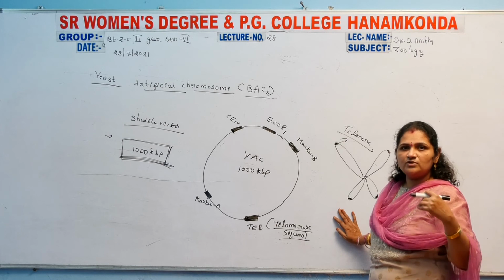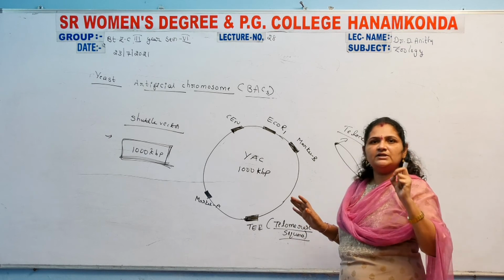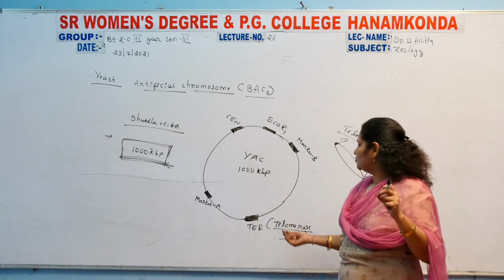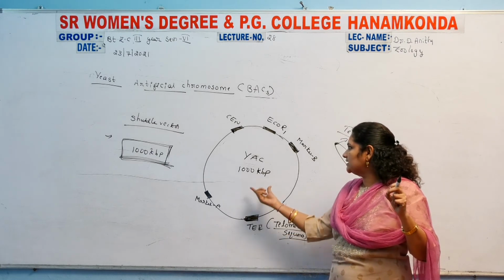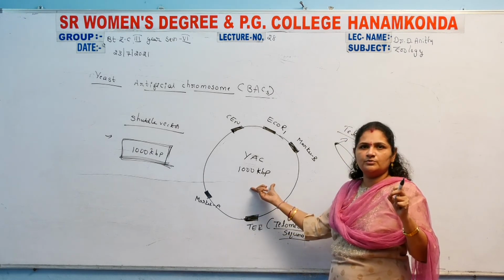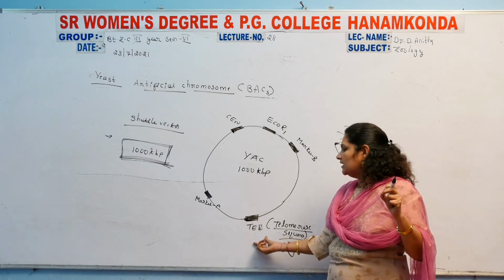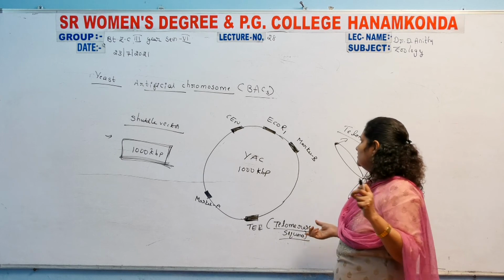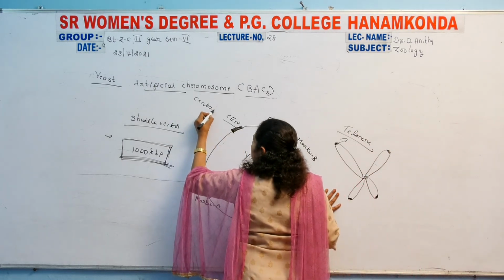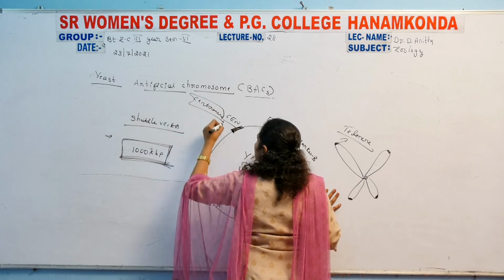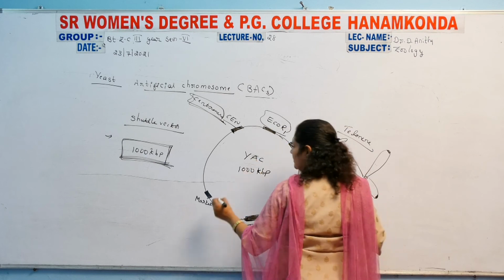So the telomere structure is based upon the activity of the telomerase enzyme. Those telomere sequences are also coded inside the yeast artificial chromosome. The yeast artificial chromosome should contain these TEL sequences, the telomere sequence, and also a centromere. CEN means the centromere, and the Escherichia coli sequence and the selectable markers are there.